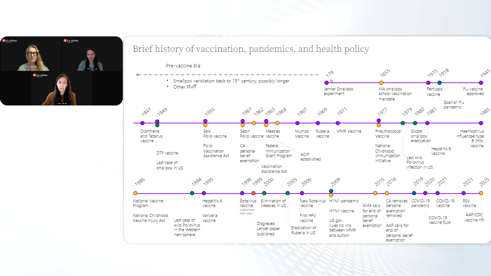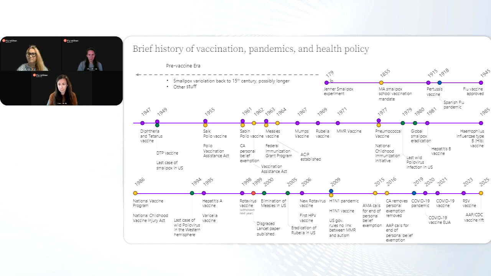So I'm going to go ahead and kick us off, and we're going to really start with a brief social history of vaccination. We're going to start all the way back in the pre-vaccine era, which certainly goes back to at least the 15th century, but realistically, it probably goes back longer. And the focus here from a disease space was really around smallpox.